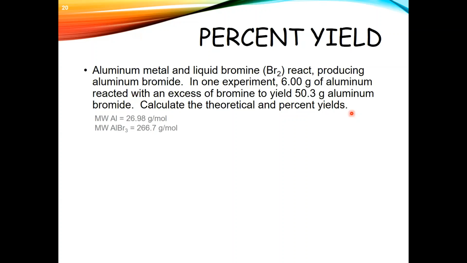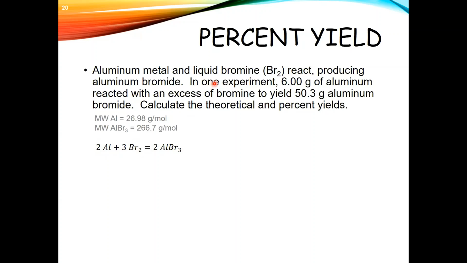The first thing we're going to need to solve this problem is to know the actual reaction and the stoichiometry involved. Okay, this is the reaction. We have 2 atoms of aluminum reacting with 3 molecules of Br2, and that's going to give us 2 units of aluminum bromide. Now we can calculate how much aluminum bromide we'd theoretically get.